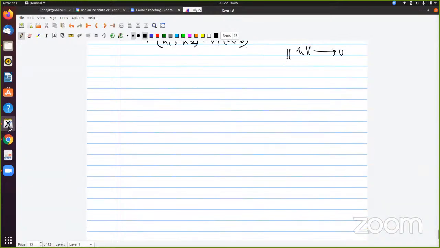So the function is e power x square plus y square. At (0,0), we need to check differentiability. Okay, so what do we have to do?